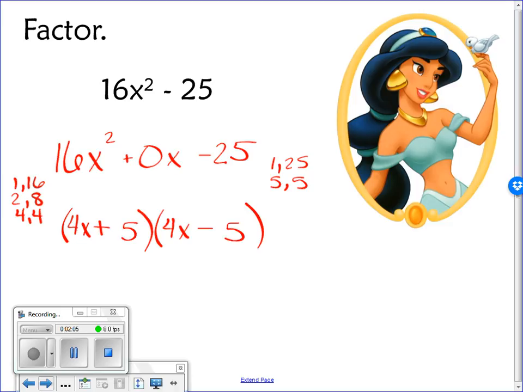All right, and then we got to check, right? So when we check this, the inside, 5 times 4x is 20x, and negative 20x, which cancels, which is exactly what I wanted.